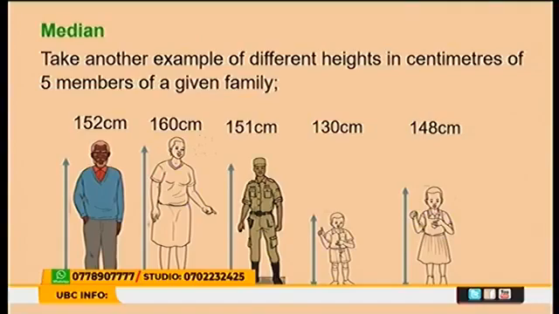The first one has 152 centimeters. The second one has 160 centimeters. The third member of the family has 151 centimeters. The fourth member of the family has 130 centimeters. And the fifth member of the family has 148 centimeters. How are we going to find the median height in this family?